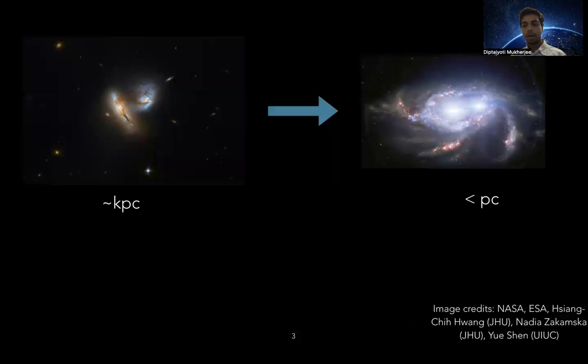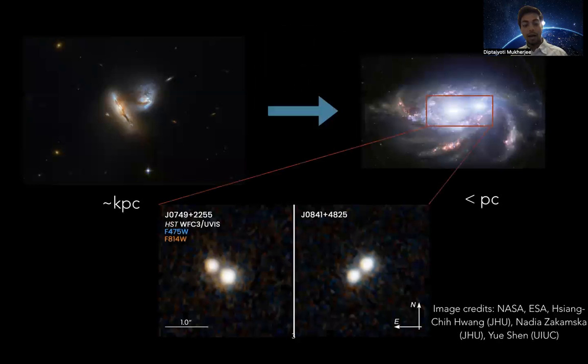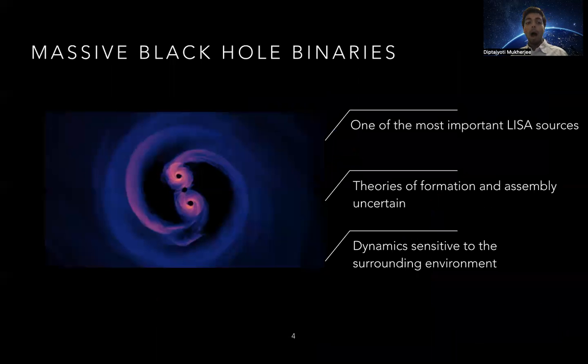And I just wanted to give you an idea of the impressive range of scales involved in this problem. We go down from kiloparsecs to less than parsecs, and I want to emphasize that these are not theoretical objects that we just expect from our simulations. We have actually seen them in nature, as this picture of a double quasar that the Hubble Space Telescope took in 2021 tells us.